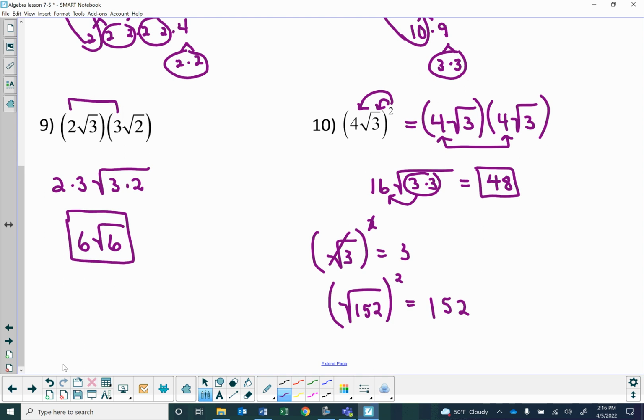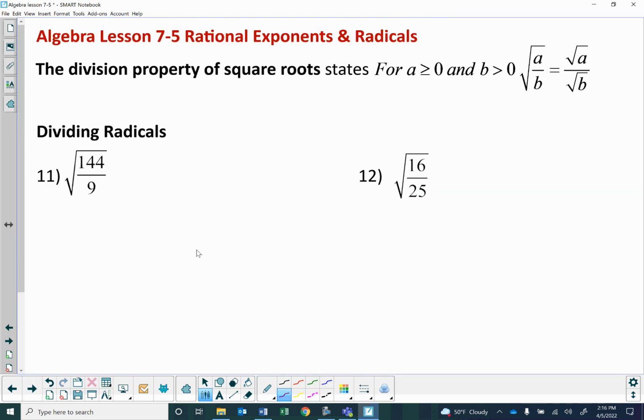All right, now the division property of square roots states that for a being greater than or equal to 0 and b being greater than 0, the square root of a divided by b is the same thing as separating them and making them the square root of a divided by the square root of b. Okay. Sometimes it's nicer to leave them separated, and sometimes it's nicer to put them together.